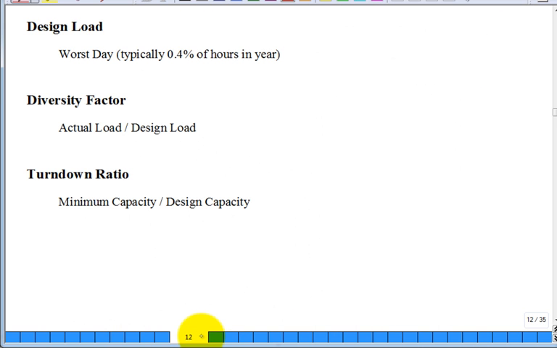Last time we talked about the design load. Typically it's the worst day, measured as like 0.4% of hours of the year. It's going to be colder or hotter, summer and winter. But these factors make sense to engineers. Diversity factor. It's the ratio. I mean, we could give it a label, DF. DF is defined as the actual load divided by the design load.